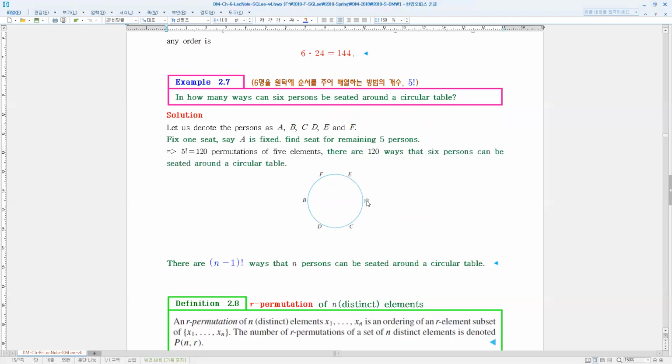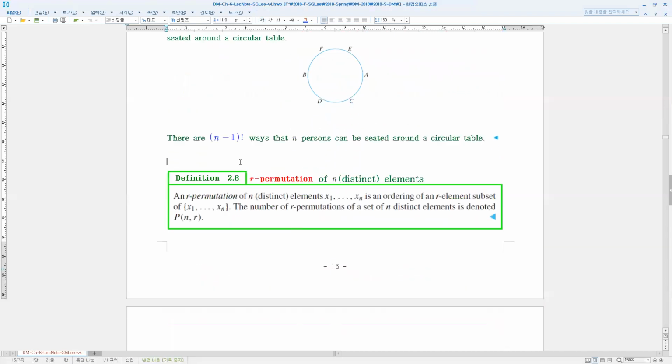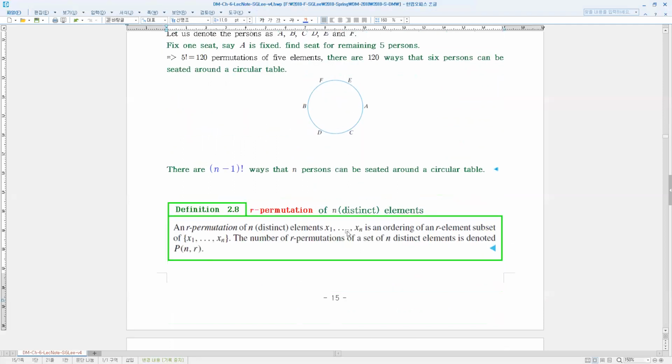So fix one and then order the remaining. So there are n-1 factorial ways that n persons can be seated around a circular table, which means it only matters who sits next to whom. In that case, we just divide n factorial by n, because there's no position fixed as the first or second or others. So it's n factorial divided by n, which gives us n-1 factorial.